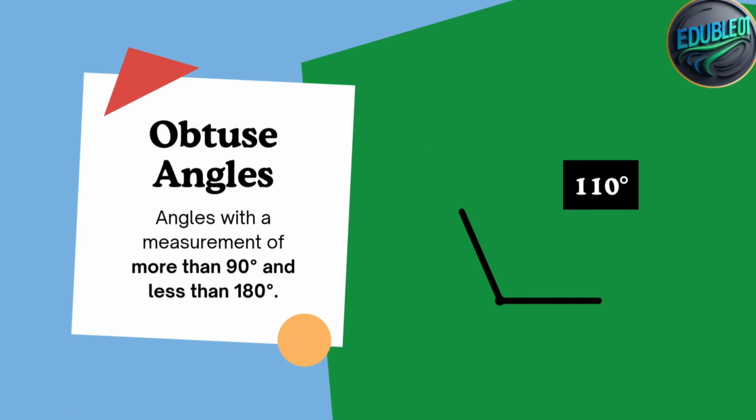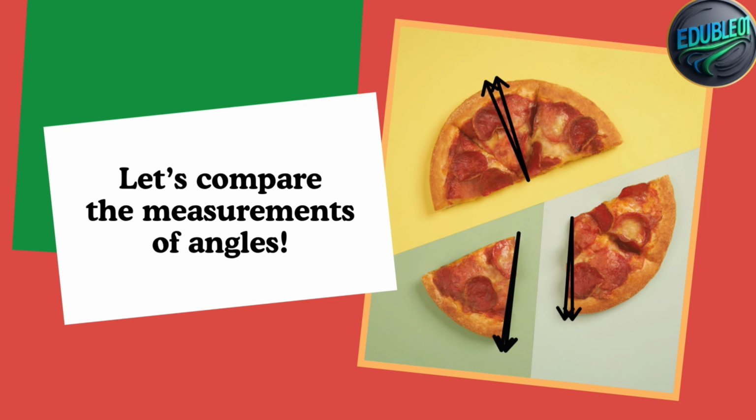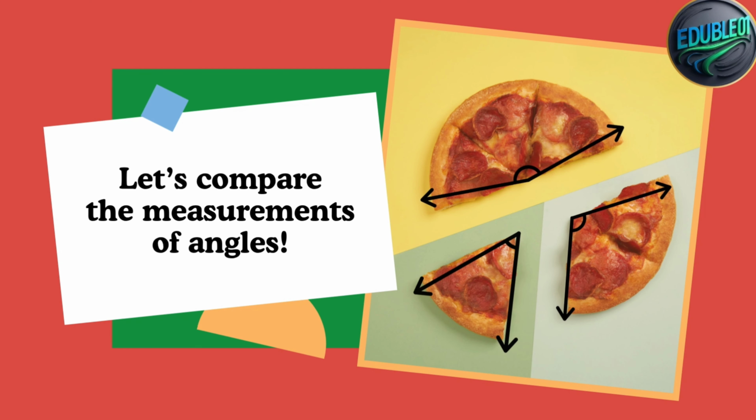Now let's see an obtuse angle. Obtuse angles have a measurement of more than 90 degrees and less than 180 degrees. Basically, they are bigger than an acute angle and smaller than a complete angle.